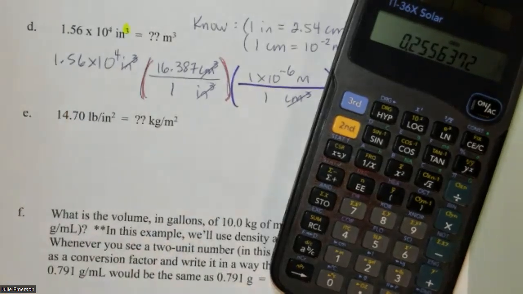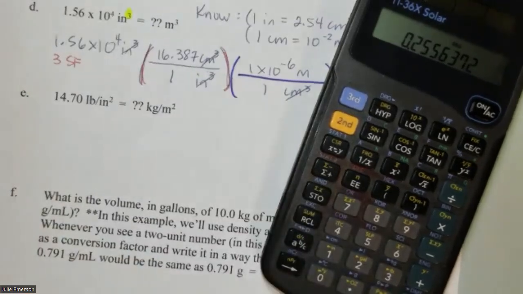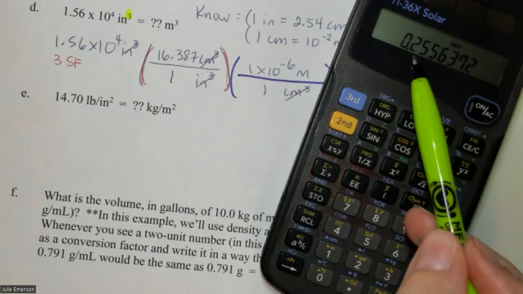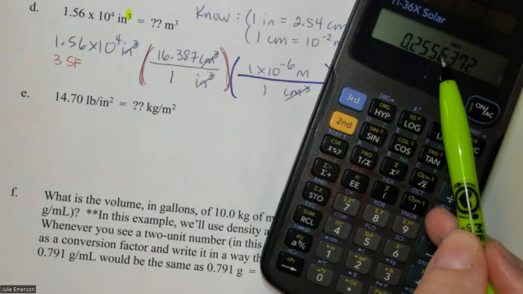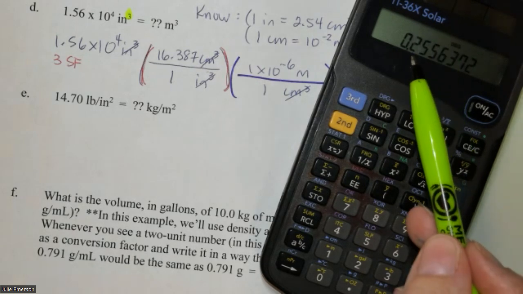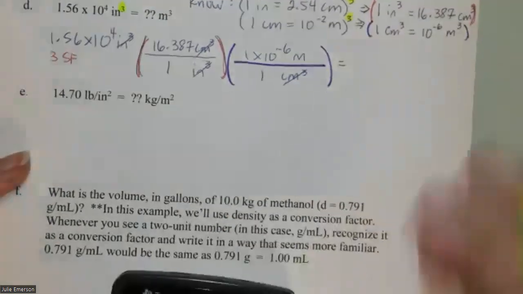Starting measurement, I have 3 significant figures. So my final answer can only be 3 significant figures. So I'm going to take 0.25, the second 5, because I'm cutting off that 6, I'm going to make that second 5 round up to a 6. So this is going to become 0.256 for my final answer.